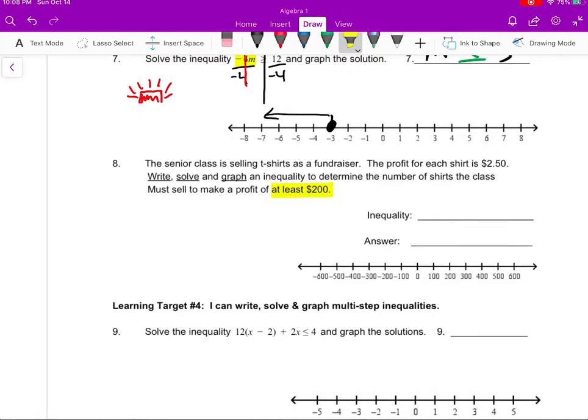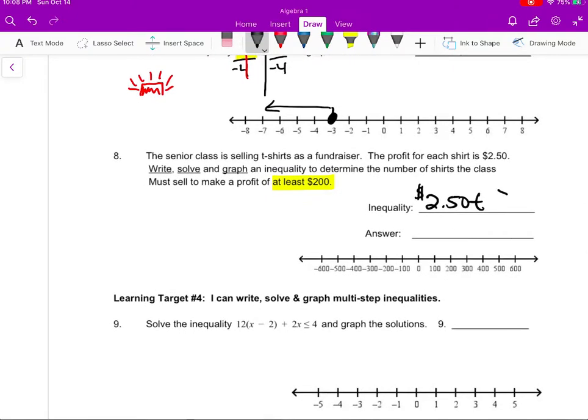But the question is, how many t-shirts would they need to make 200? But again, they'd be happy to go over. So we know that it's $2.50 profit for every t-shirt. And that profit, the goal is to have it be greater than or equal to $200. So the t-shirt profits can be over $200.